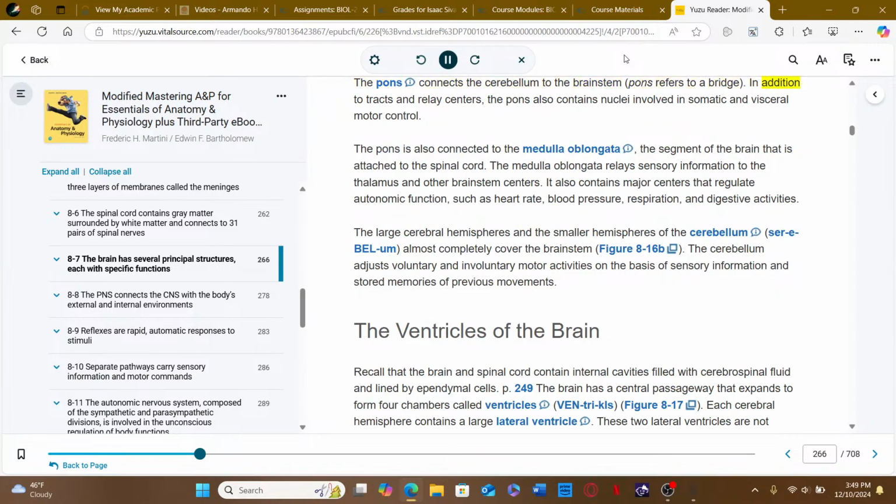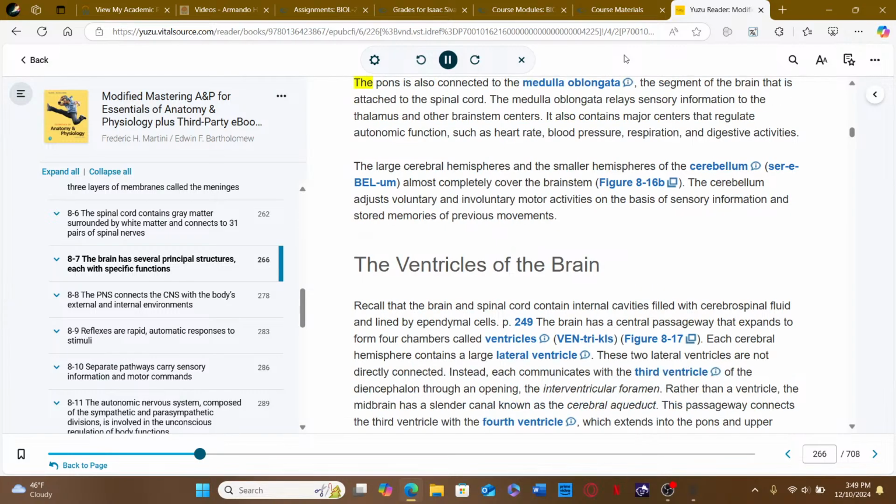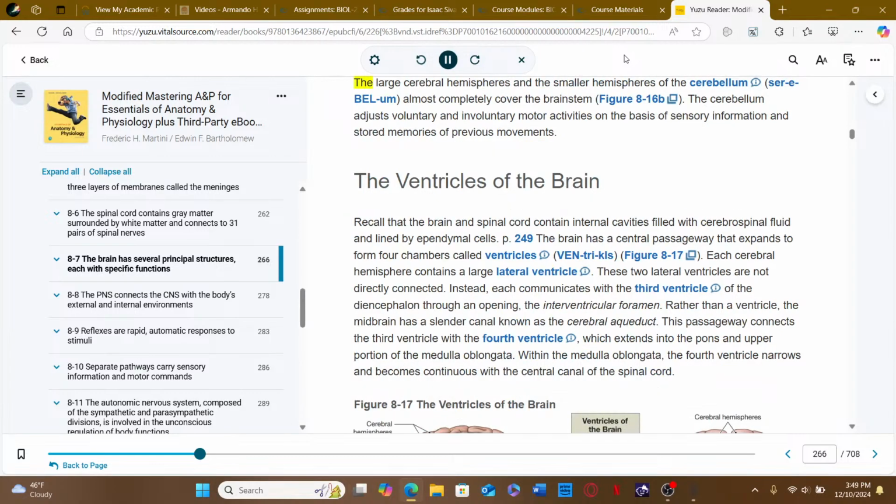Pons refers to a bridge. In addition to tracts and relay centers, the pons also contains nuclei involved in somatic and visceral motor control. The pons is also connected to the medulla oblongata, the segment of the brain that is attached to the spinal cord. The medulla oblongata relays sensory information to the thalamus and other brainstem centers. It also contains major centers that regulate autonomic function, such as heart rate, blood pressure, respiration, and digestive activities.